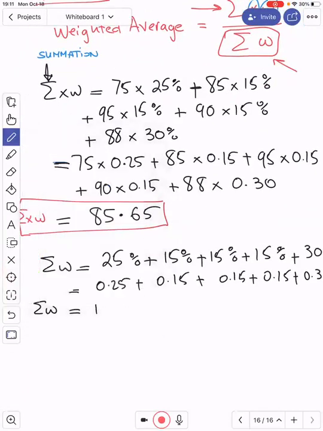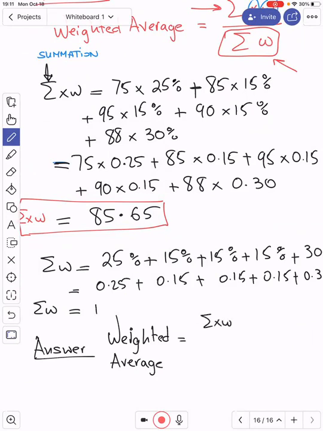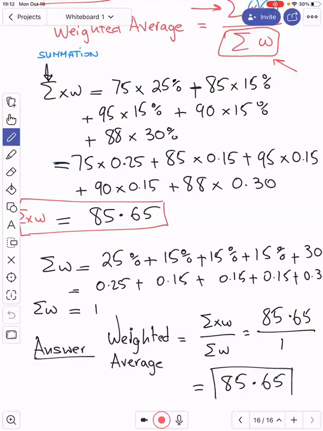So the weighted average will be, again, the sum of the X times W over the sum of the weights. So that will be 85.65 divided by 1, and so it's just equal to 85.65. Okay, that's Gary's weighted average in this biology class.